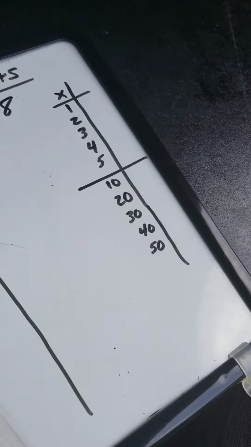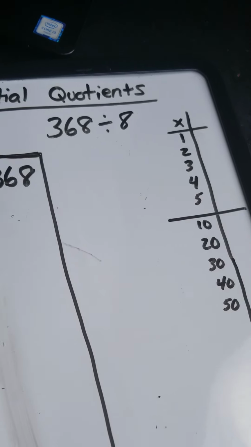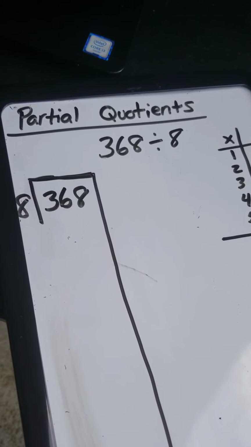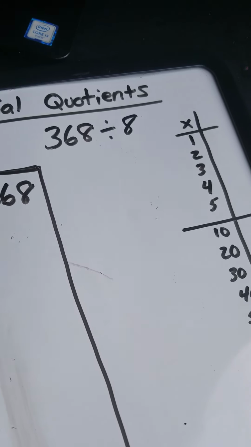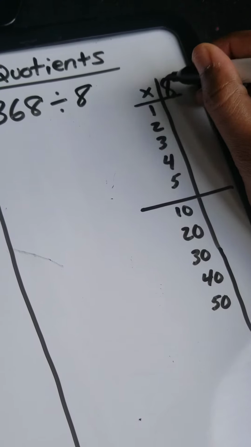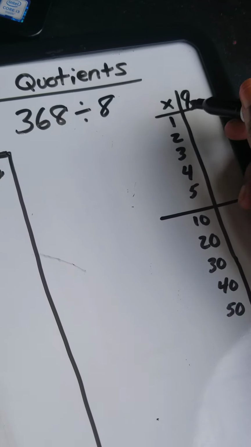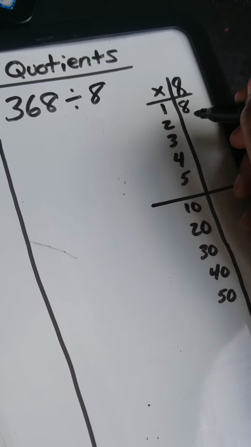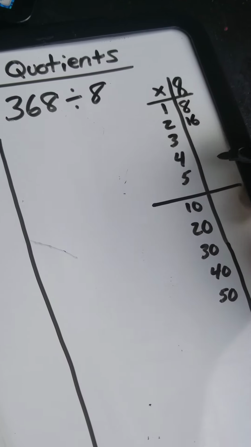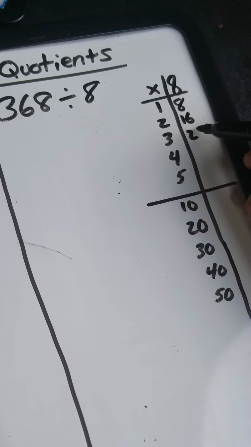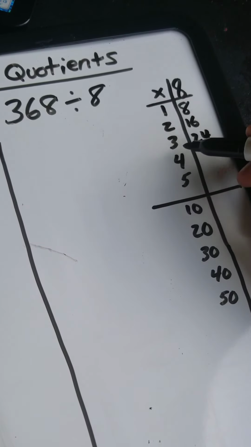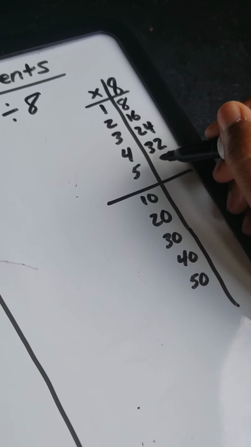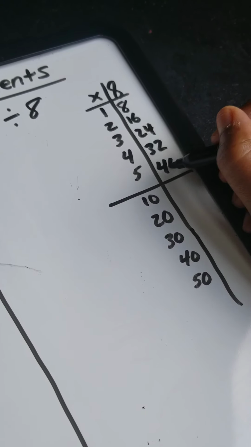Now, easiest thing to do is do a T-chart. What is a T-chart? It's more like your multiplication chart. So I want multiples of 8. So it's 8 times 1 equals 8. 8 times 2, 16. 8 times 3, 24. 8 times 4, 32. 8 times 5 is 40.